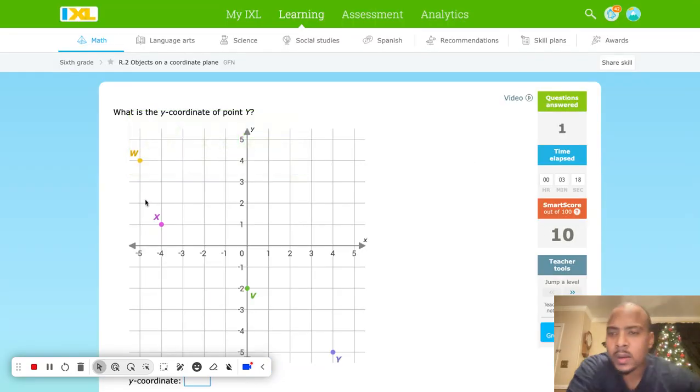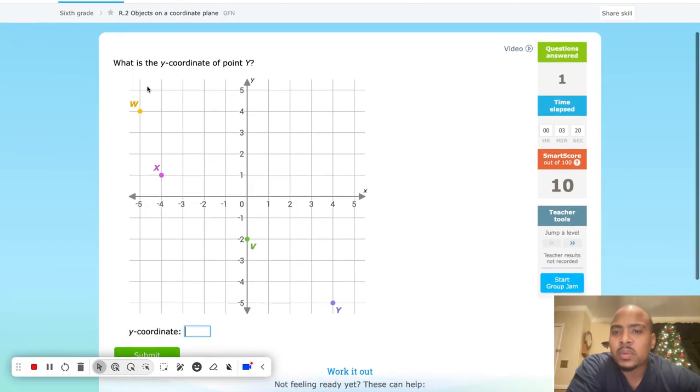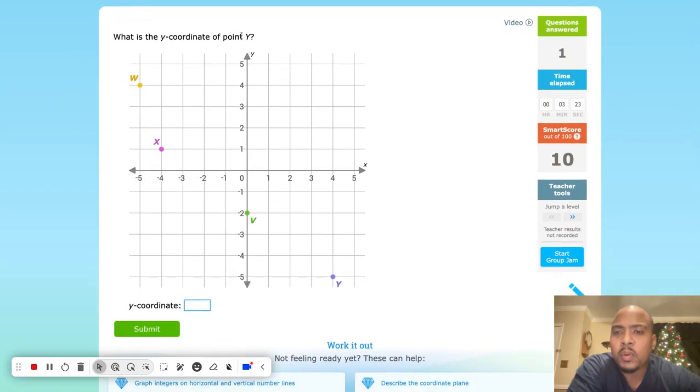Okay. All right. Again, this is asking what is the y coordinate of point y. So now I must locate point y. So w, x, v, y. Okay, so y is now located. So I should already be trying to process what are my two directions I have to move to get to y. Okay, so it looks like it's below 0 and it looks like it's to the right of 0. So I should already be thinking one of these numbers should be positive and one of these numbers has to be negative. Okay, so I know x and I know y.